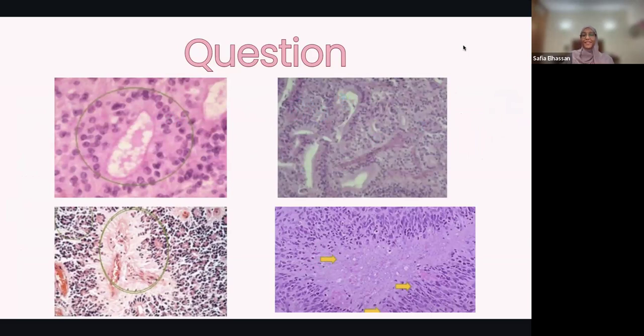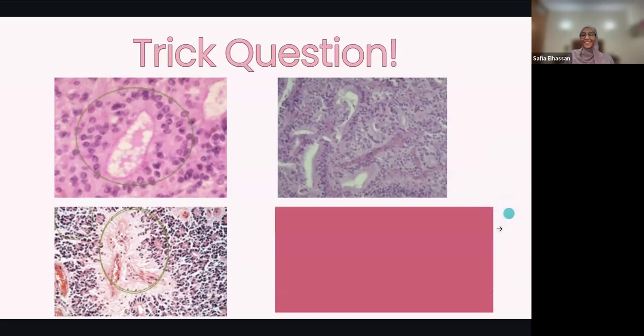Okay, I'm getting a couple of C's. I'm getting a B. Okay. So this was a trick question. A, B, and C are all ependymomas. The only one that wasn't was D, which was a glioblastoma.